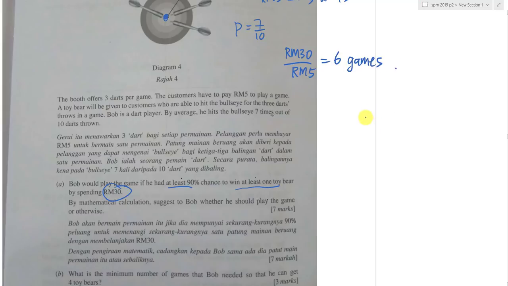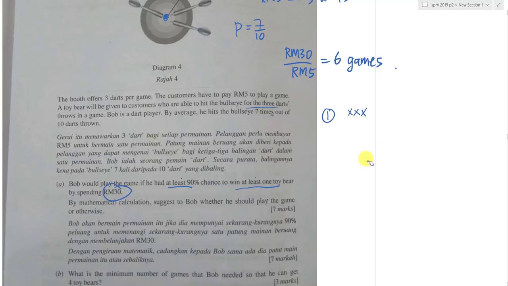Okay, so each game, in order to win the bear, right? Each game, a toy will be given to a customer who is able to hit the blue eye for the 3 tarts. So that means you cannot separate the games. Like, okay, game 1 maybe I hit 2 blue eyes, game 2 I hit 1, then I will get a bear? No, you will only get a bear if in 1 game you actually hit the blue eye 3 times. Okay, this is the logic.